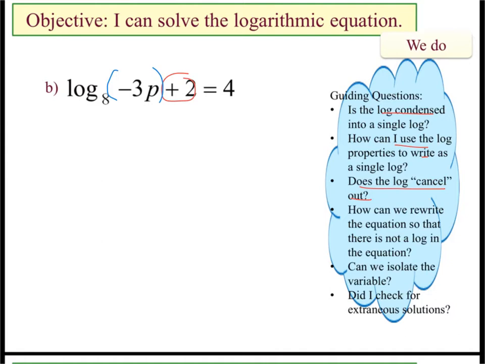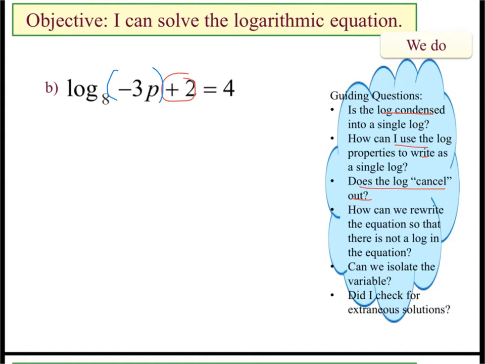Now, if they wanted me to think that it was part of the argument of the log, then they would have put parentheses around it. But when we have multiplication, it's implied, and so that's why there's not parentheses around that negative 3p.